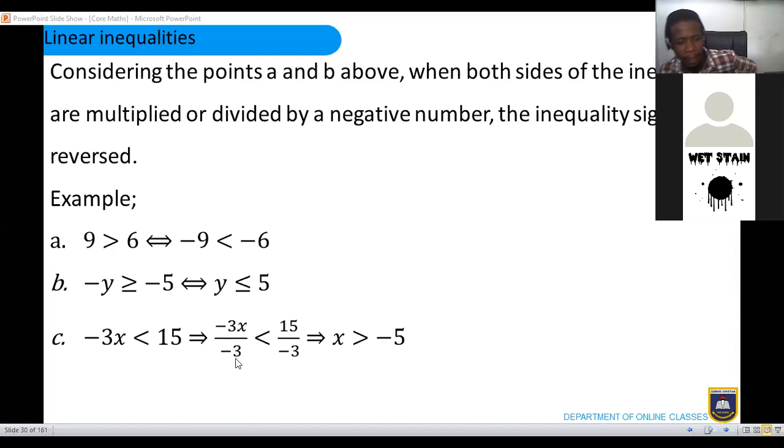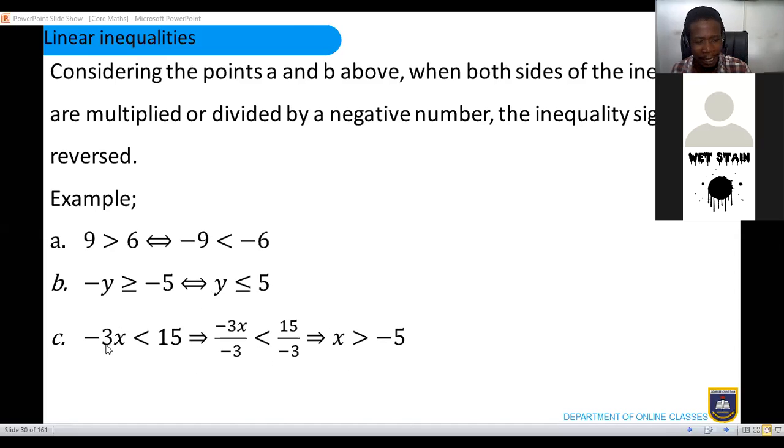C, negative 3x less than 15. Negative 3x is less than 15. Then you could see that when we divide through by negative 3, our sign will change. x is greater than negative 5.